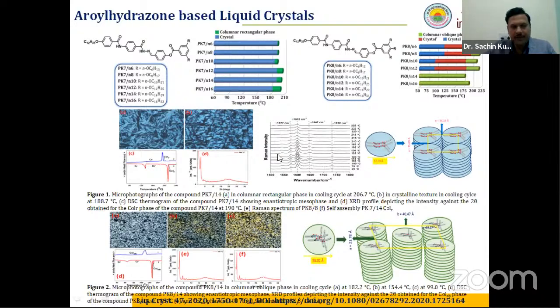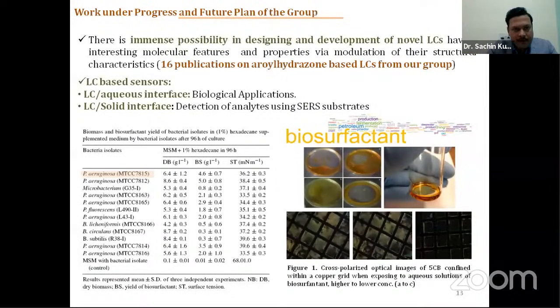So I'm showing only the results of three research papers on these pages. A number of hydrogen-bonded liquid crystal materials were designed and synthesized in our research group, and this is in a summarized way. I just want to say that there is immense possibility in the design and development of novel liquid crystals having interesting molecular features and properties. There are immense possibilities of getting devices also, because these are room temperature liquid crystals. Even in later studies, we are working on liquid crystal based sensors, and this is a DST funded project on the liquid crystal aqueous interface and liquid crystal solid interface.